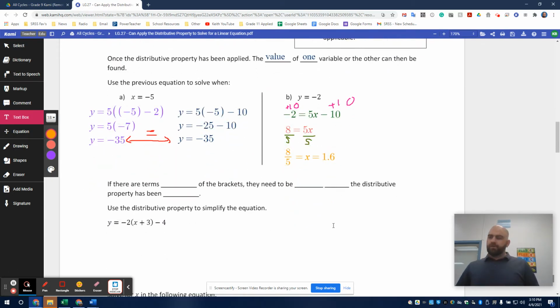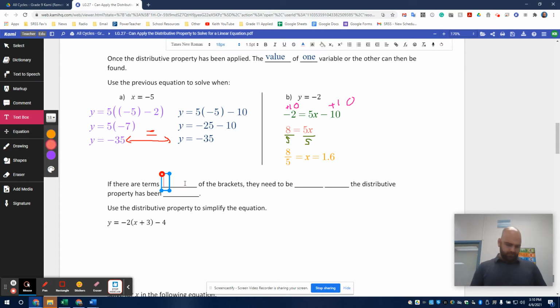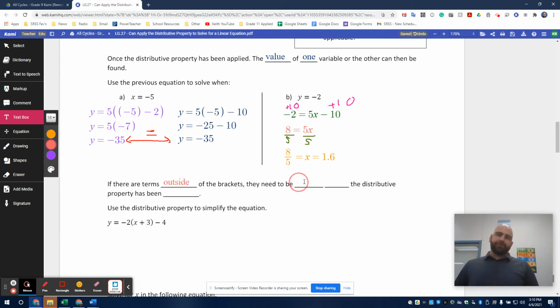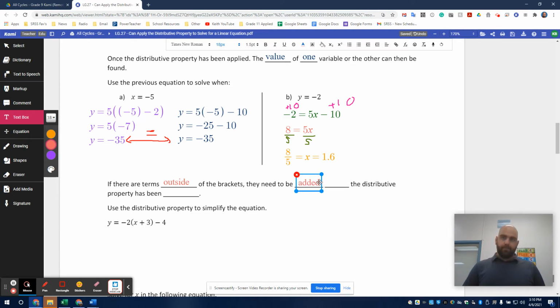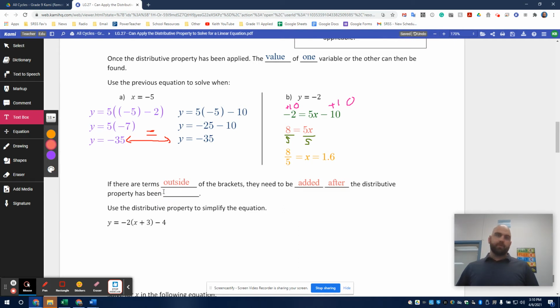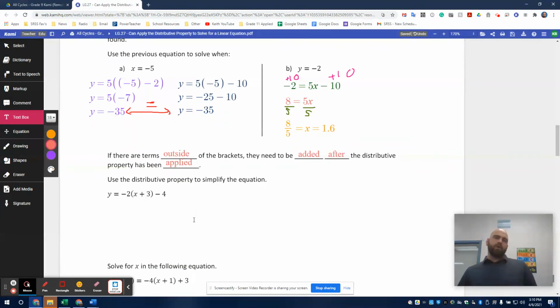Now, if there are terms outside of the brackets, they need to be added after the distributive property has been applied. So after we've multiplied through the brackets, then we can complete anything that is outside of the brackets.